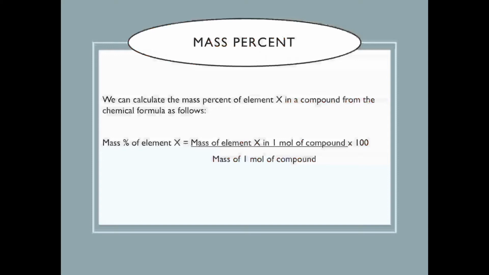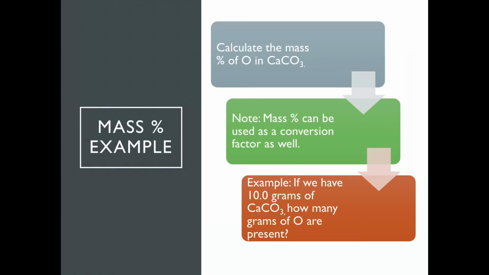Okay, another type of calculation we can do is mass percent. And mass percent is pretty straightforward. The way that it's going to go is that the mass percent of the element is going to be the mass of the element divided by the mass of the compound. So don't make this hard. It's the mass of the element that's in that compound over the molar mass, essentially. And this is pretty straightforward when we show an example.